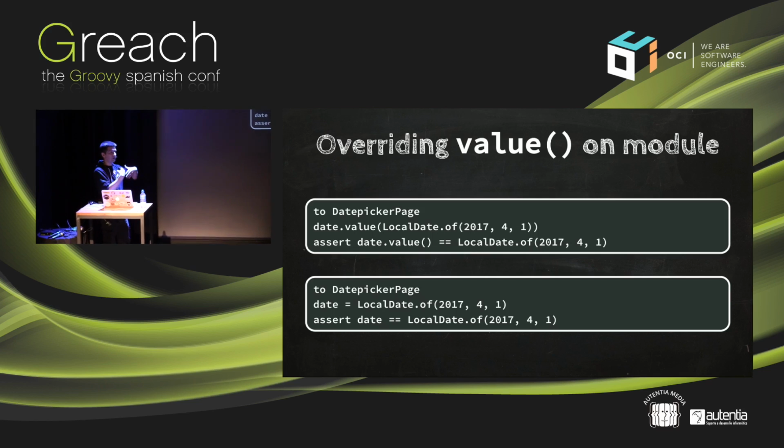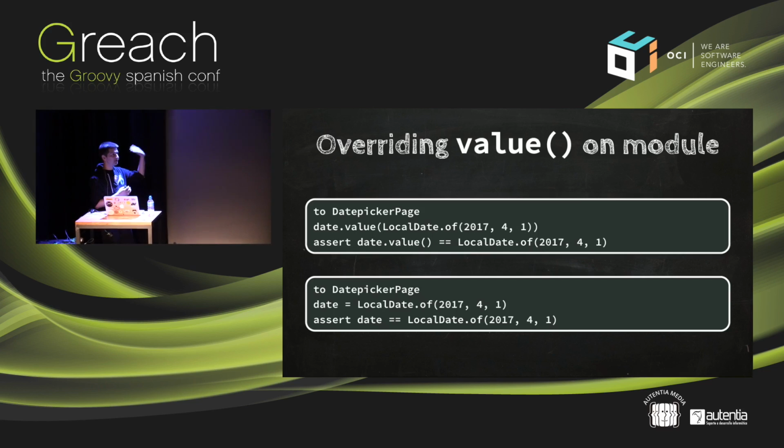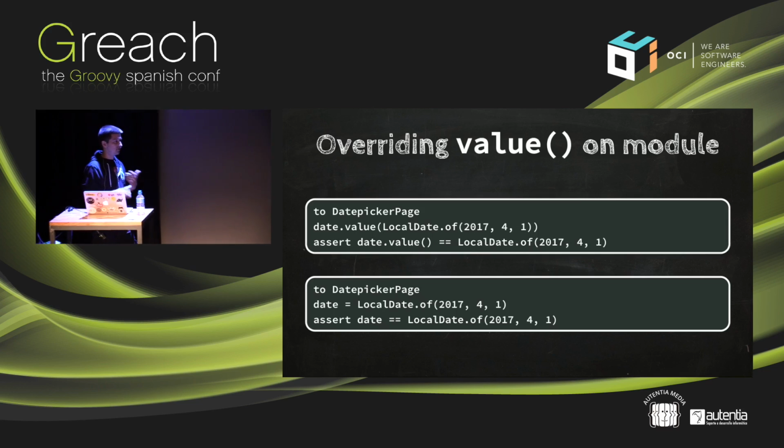This is basically utilizing the Geb sugar by overloading the value method on the date picker module. We have utilized the sugar over here that Geb provides you when you are setting and reading values of navigators and elements.